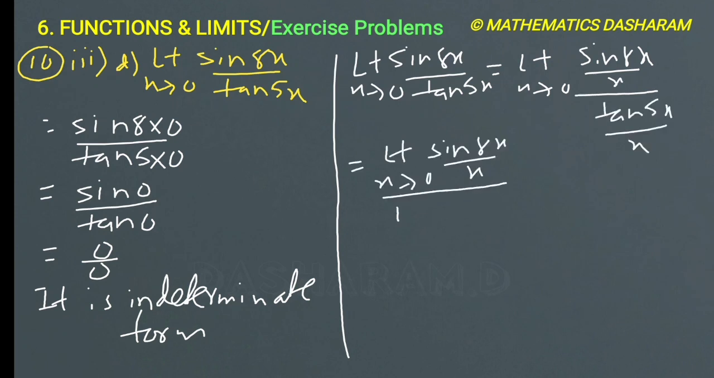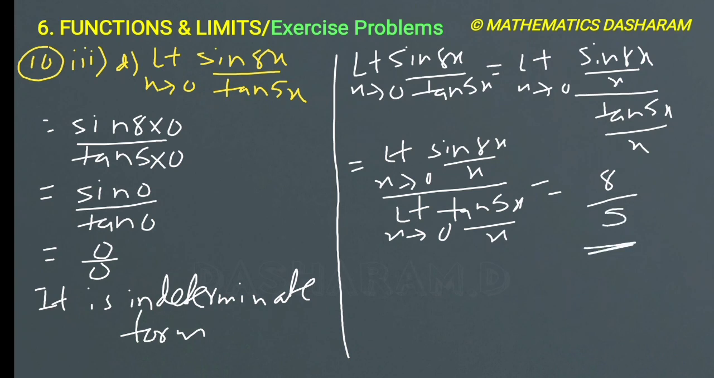And apply the limit for numerator fraction and denominator fraction separately. So as per the formula, the numerator answer is 8 and the denominator answer is 5. 8 by 5 is our required answer.